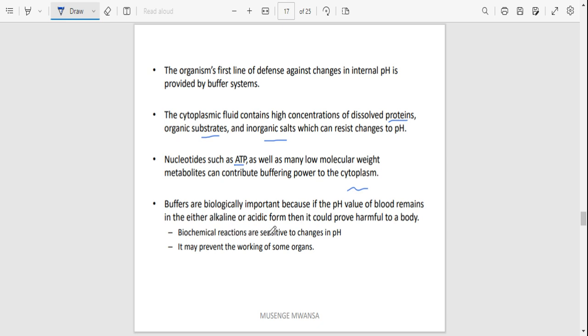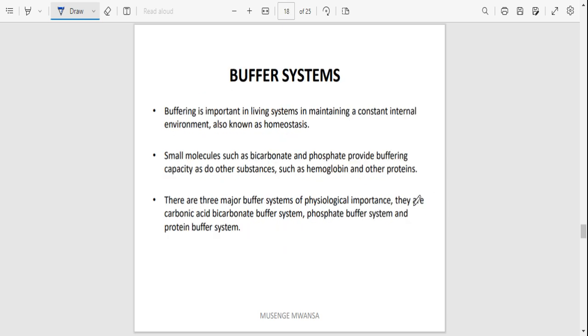Biochemical reactions are sensitive to change in pH. That is why we have these buffer systems. It may prevent the working of some organs if the change in pH is that much, right? So these buffer systems are important in living organisms in maintaining a constant internal environment, and that is called homeostasis. Small molecules such as bicarbonates and phosphates provide buffering capacity, and other molecules do the same. Molecules such as hemoglobin and other proteins are also involved in buffering.